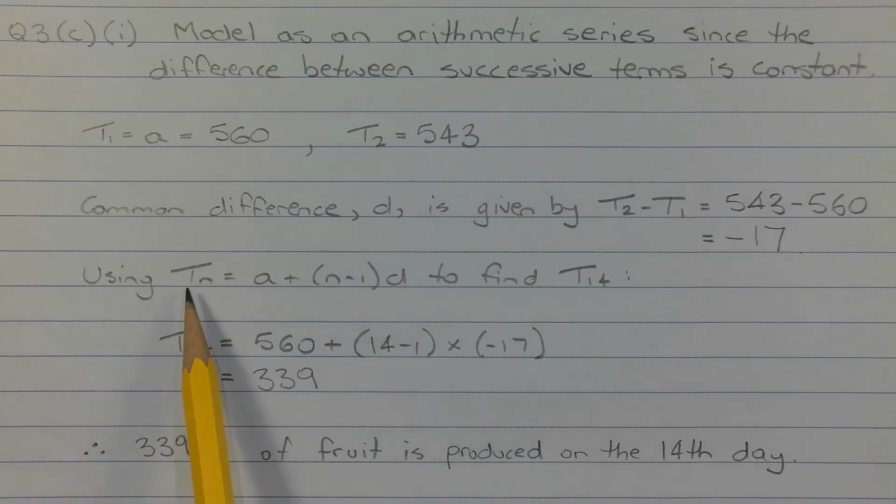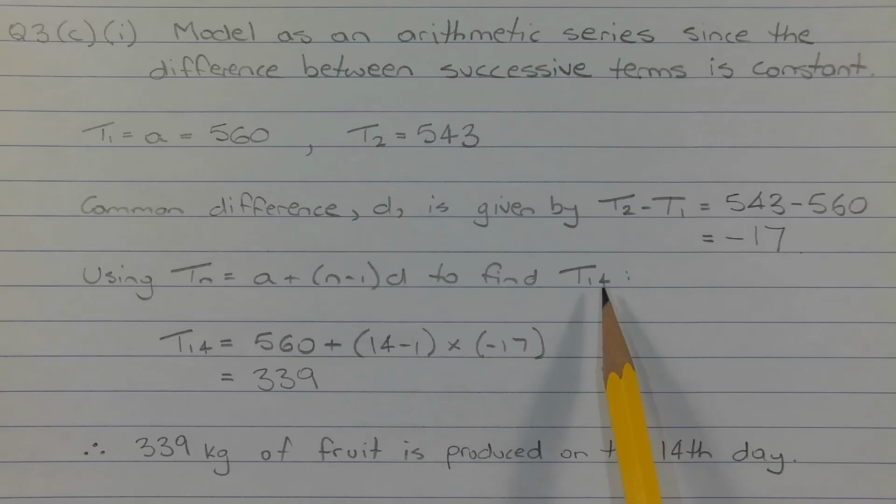Now using the formula Tn equals A plus n minus 1 in brackets D, which is the formula used to find the general term of an arithmetic series, we can use this formula to find the value of T14, which represents the amount or the weight of fruit that's produced on the 14th day.